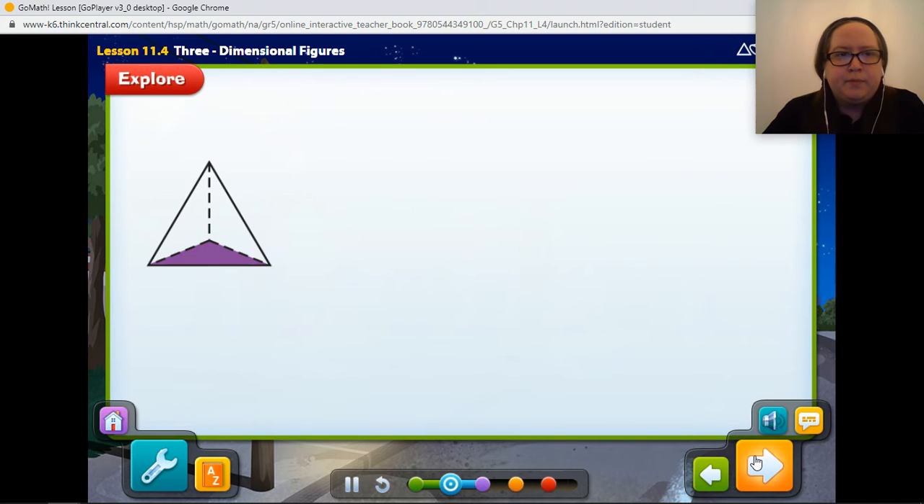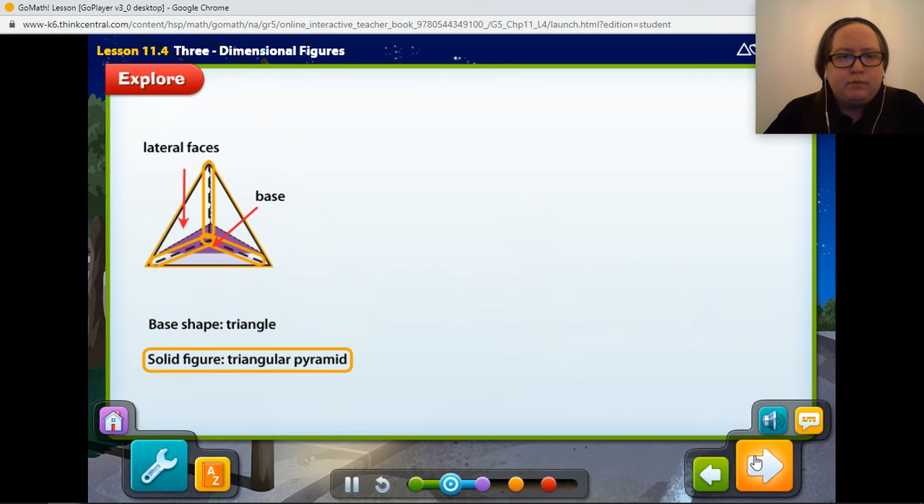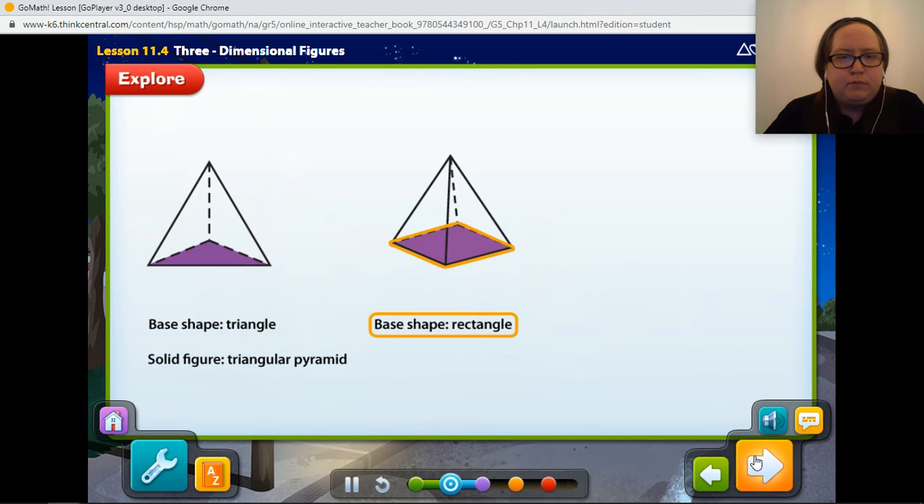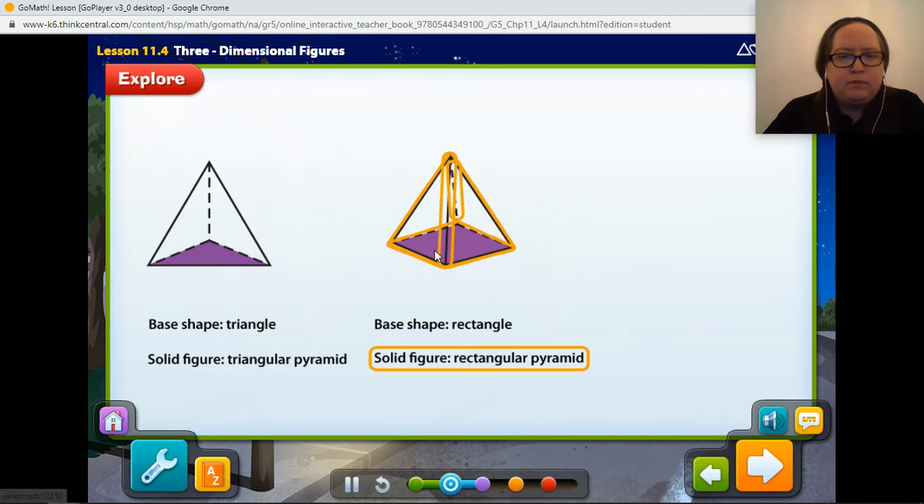Let's look at types of polyhedrons that are not prisms. A pyramid is a polyhedron with only one base. The lateral faces of a pyramid are triangles that meet at a common vertex. The base shape of this pyramid is a triangle, so this is called a triangular pyramid. The base shape of this pyramid is a rectangle. What kind of figure is it? This is a rectangular or square pyramid.